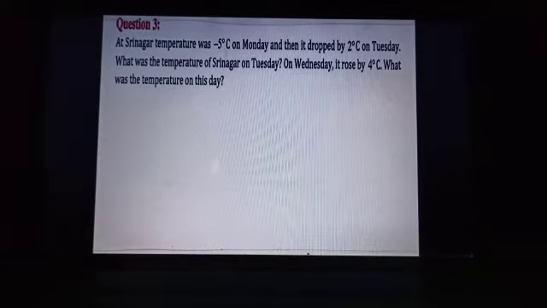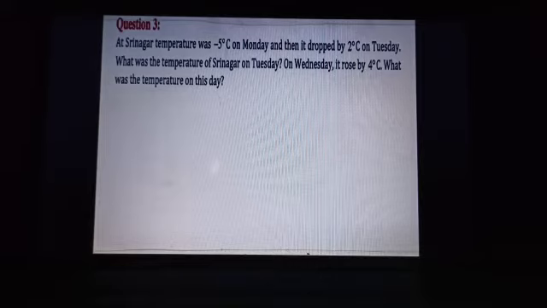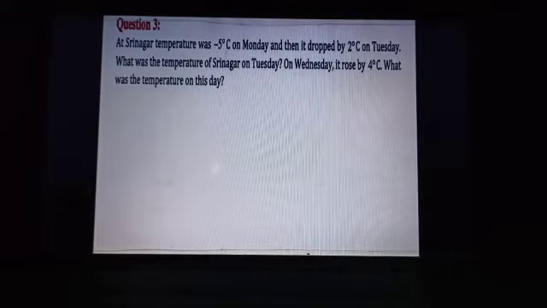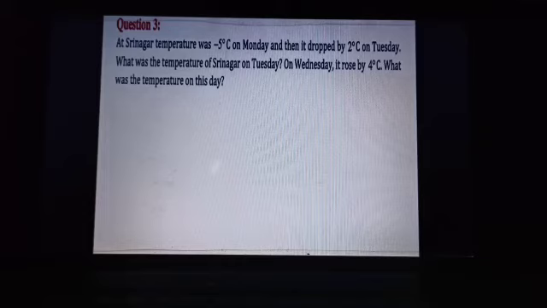Here we have question number 3. At Srinagar, the temperature was minus 5 degrees Celsius on Monday, and then it dropped by 2 degrees Celsius on Tuesday. What was the temperature in Srinagar on Tuesday? On Wednesday, it rose by 4 degrees Celsius. What was the temperature on this day? So as you can see, we have to find the temperature on Tuesday as well as on Wednesday.